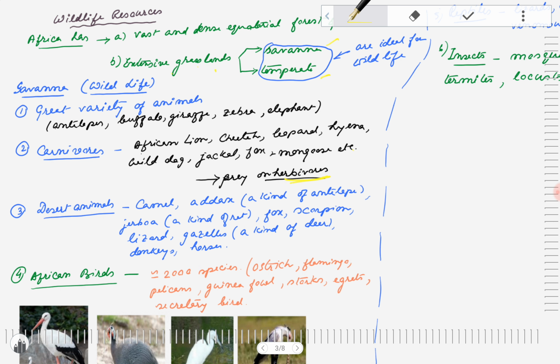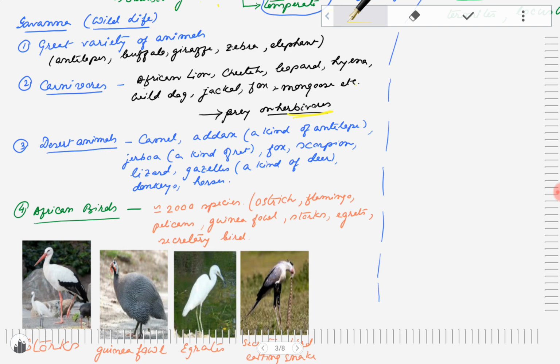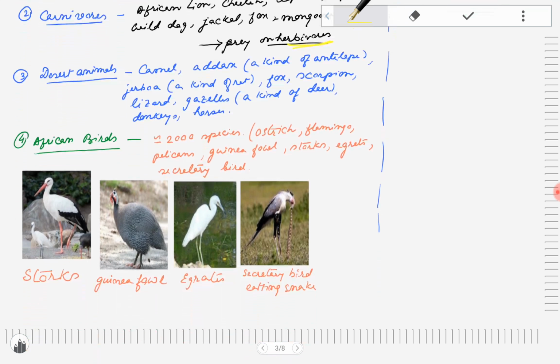Now the desert animals, they are the camel, addax, zeroba. What is addax? A kind of antelope. Zeroba, a kind of rat. The fox, scorpion, lizard, gazelles, a kind of deer, and donkey and horses. And there's a wide variety of African birds, approximately about 2000 species.